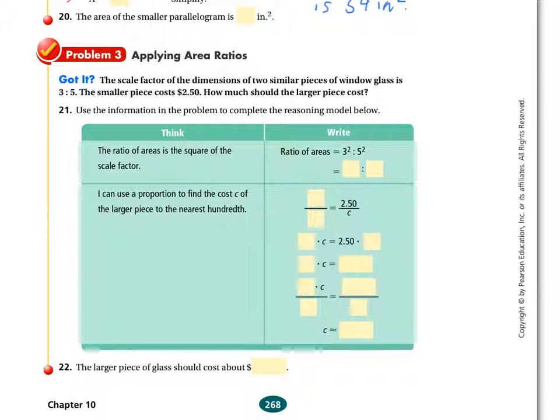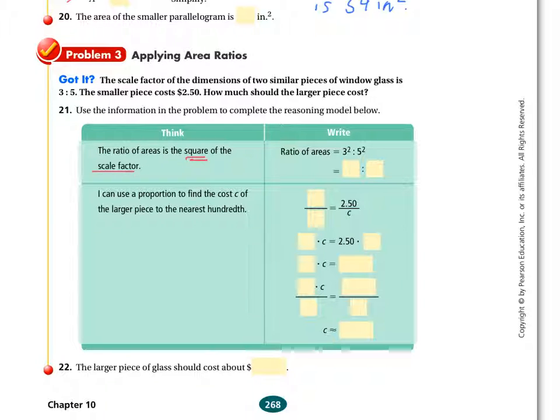So number 3, the scale factor of the dimensions of two similar pieces of window glass is 3 to 5. The smaller piece costs $2.50. How much should the larger piece cost? So it's a little bit different. They're going to walk you through it. So think, the ratio of the areas is the square of the scale factor, right?